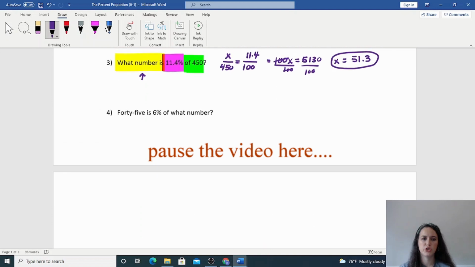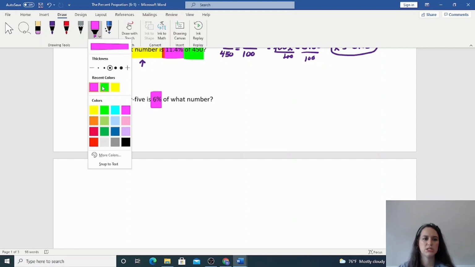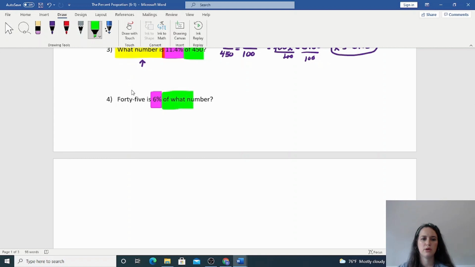And then we'll get to our chart. Sorry, there we go, okay. I'm gonna color coordinate it. 45 is 6% of what number? So there's my percent, my pink percent. Of what number? Of is green.